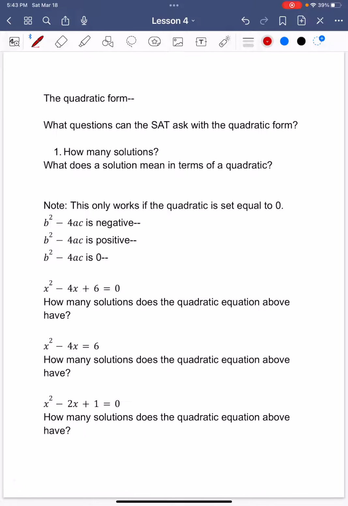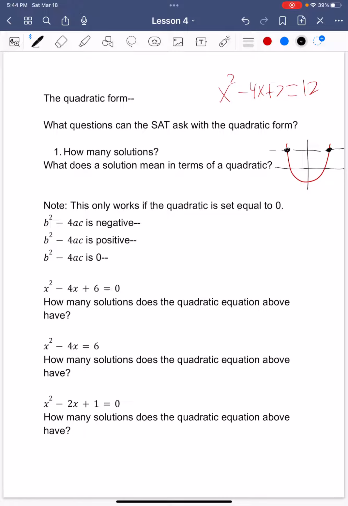The quadratic form. What questions can the SAT ask with the quadratic form? How many solutions? What does a solution mean in terms of quadratic? Well, a lot of times the quadratic will be set equal to a value. For example, x squared minus 4x plus 7 equals 12. This means that we have two equations in our system. One is a parabola, something like this, and another one is a line at 12, and we want to find how many times it hits that line.